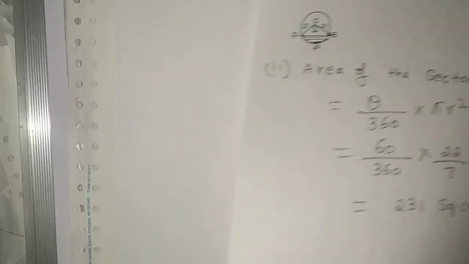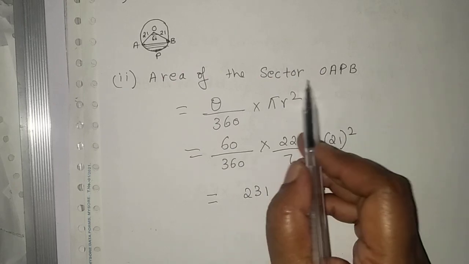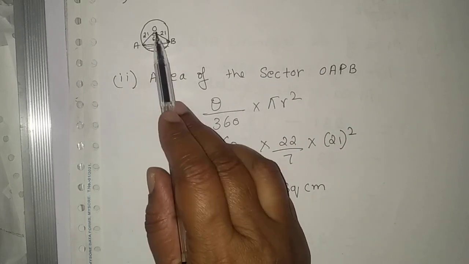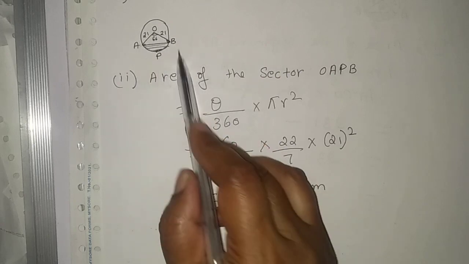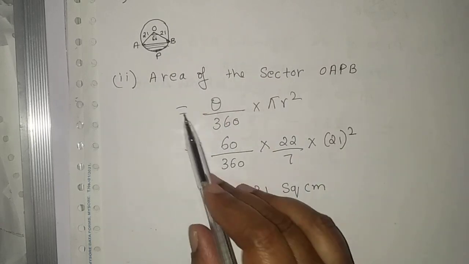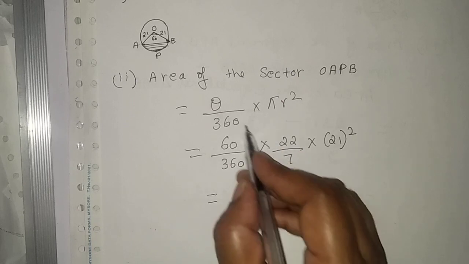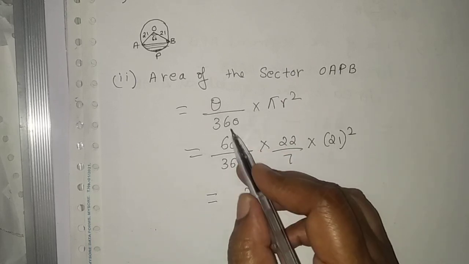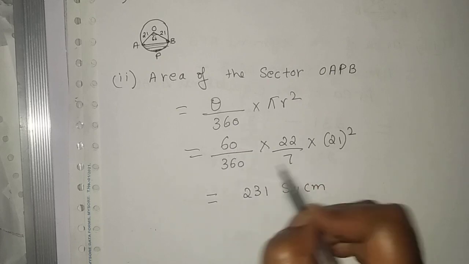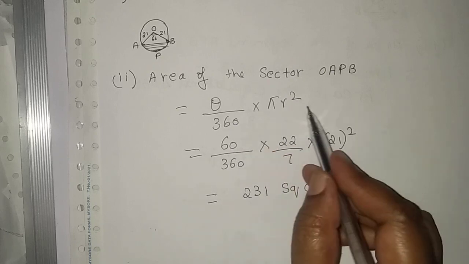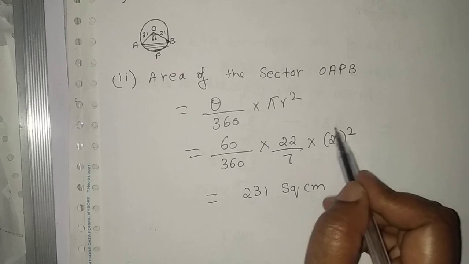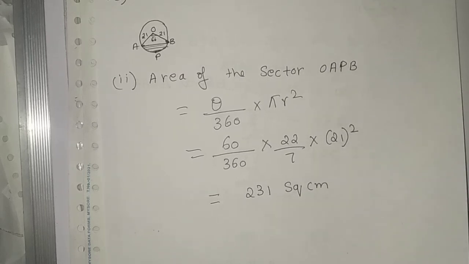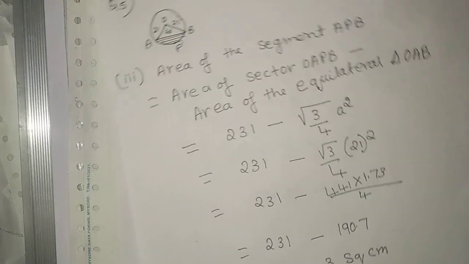So next is the second part of the question, the area of the sector OAPB. We have to find out the area of this, which is equal to theta by 360 into pi r square. So substitute the values. Theta is 60 degrees, radius is 21 centimeters. Then simplify this, we'll get 231 square centimeters.